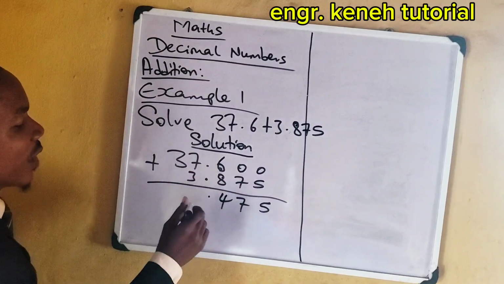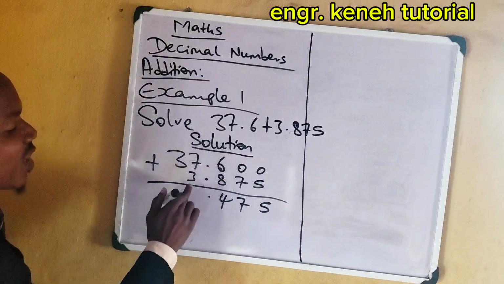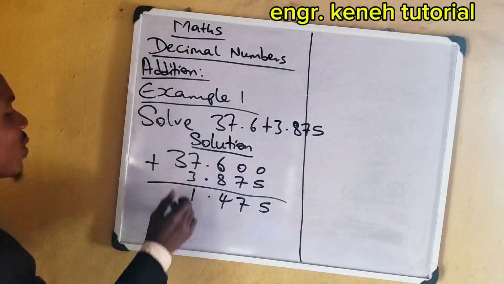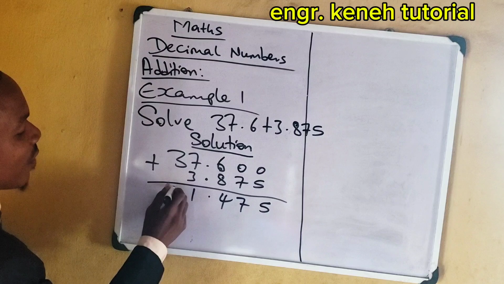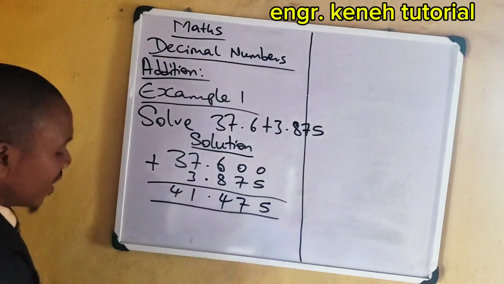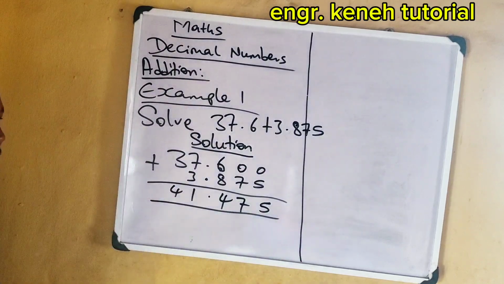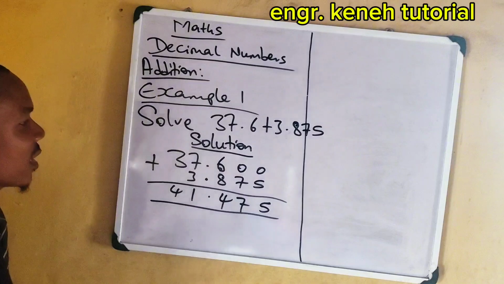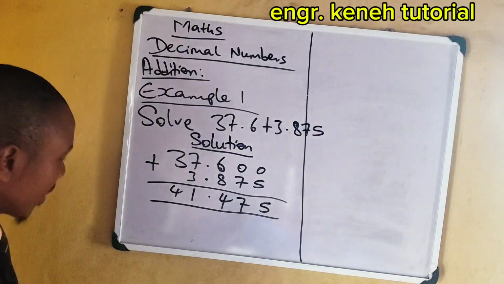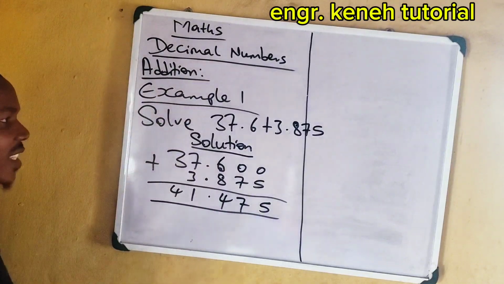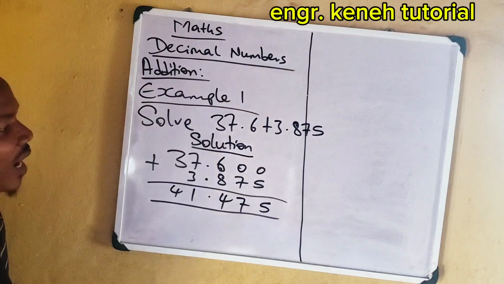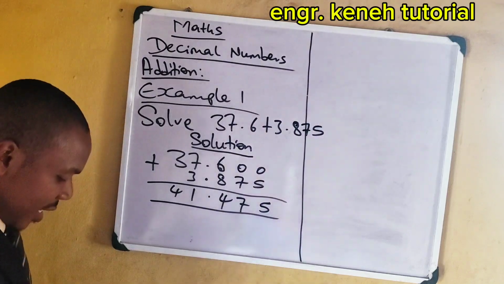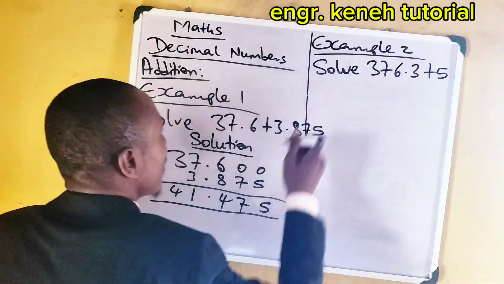You write 4, carry 1, put here. It will give us 8. Plus 3, you have 11. Write 1, carry 1, put here. You have 4. Can you see it? That is how this can be solved. All right. So that is it. I believe that is clear. Let us solve another example. That is example 2.